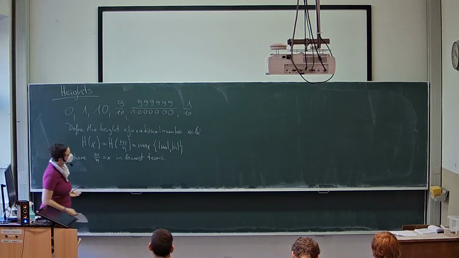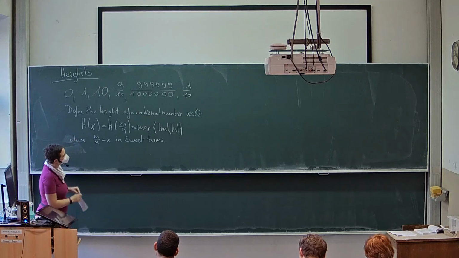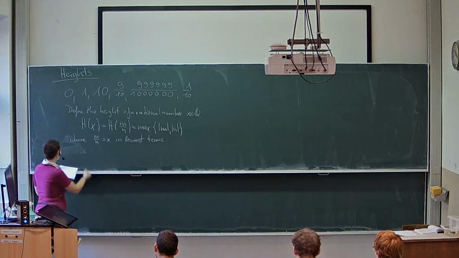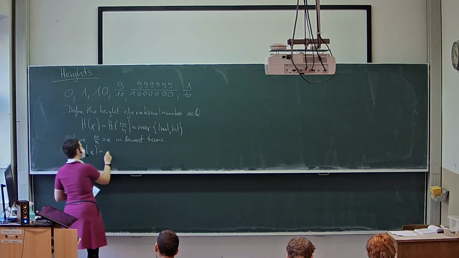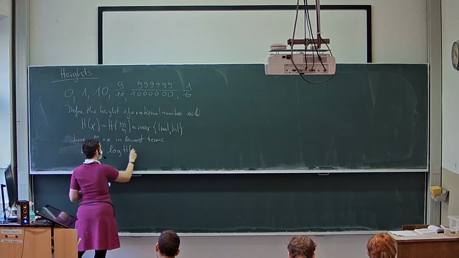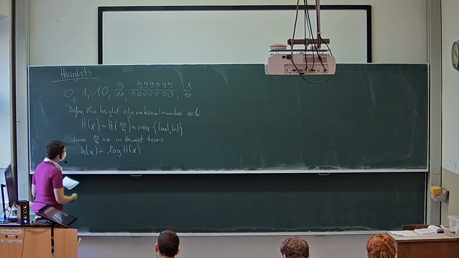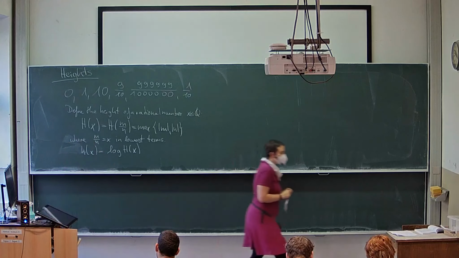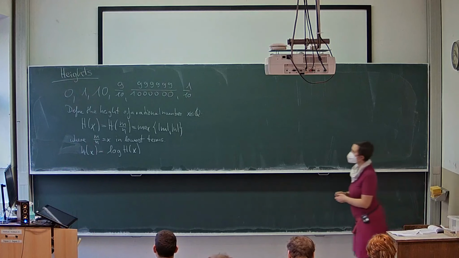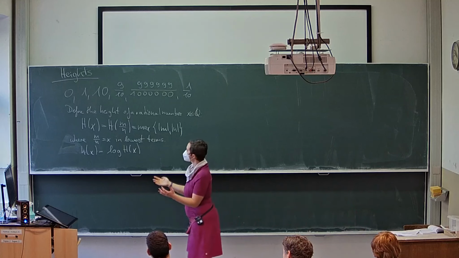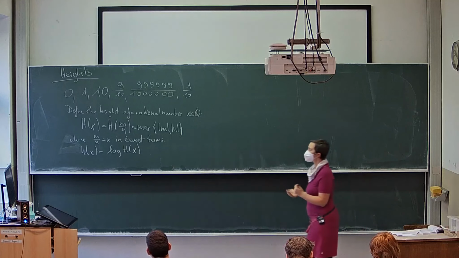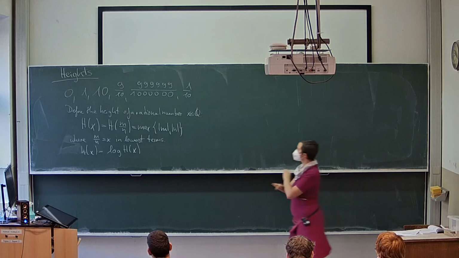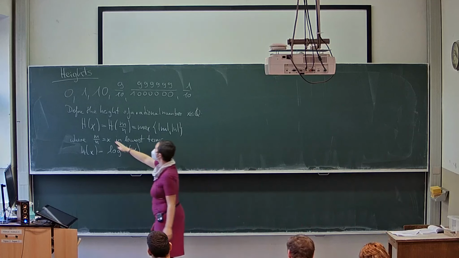Sometimes we like to play around with plus instead of times, so we also define this. It's just a notation. So what properties does our height have? If we take a set of points where the height of all the points is bounded, then this set is finite. This is basically the most important and most crucial property of the height.